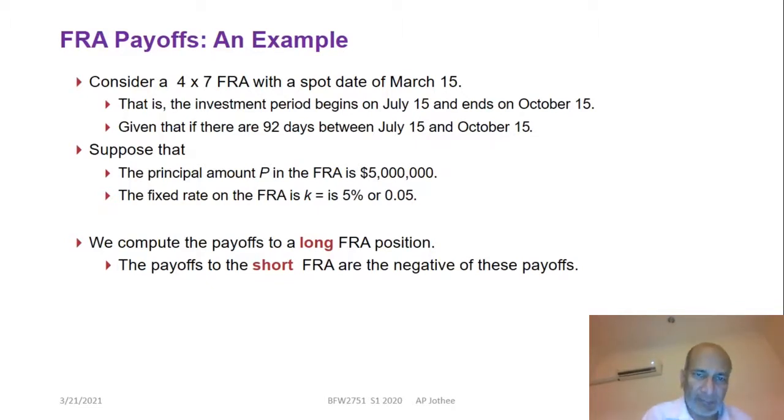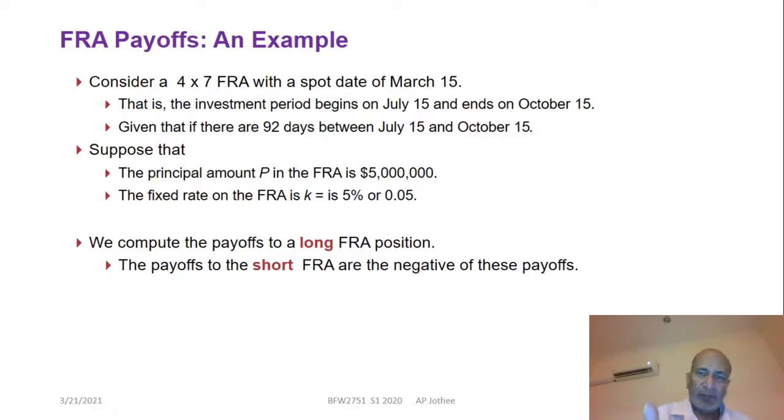Consider a 4/7 FRA with a spot date of March 15. See, 4/7 means the investment or loan, borrowing or lending, is going to start 4 months from now for a period of 3 months. So 4 months from now until 7 months from now. That's what we call a 4/7 FRA. That is, the investment period begins 4 months from March 15.